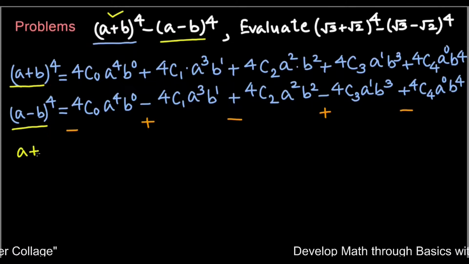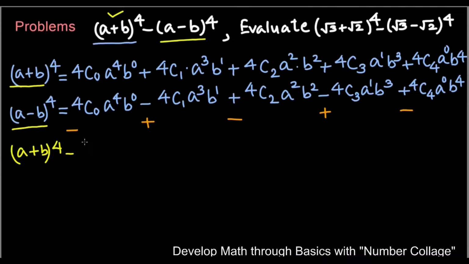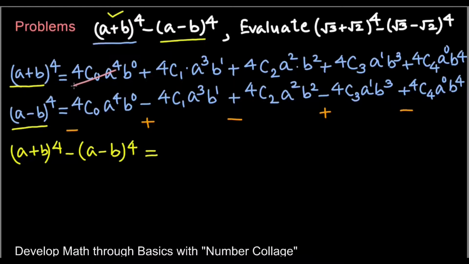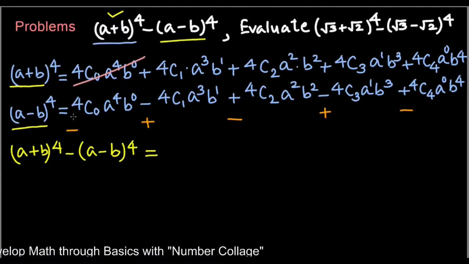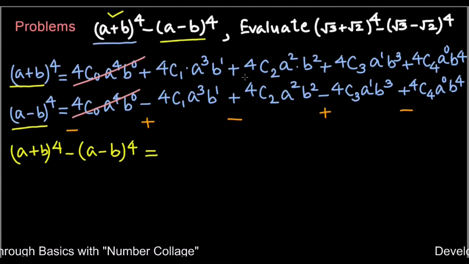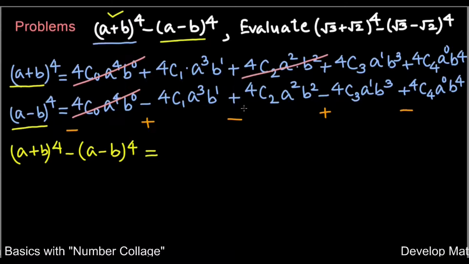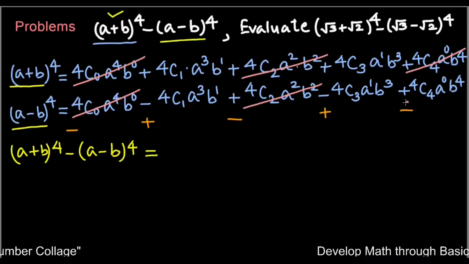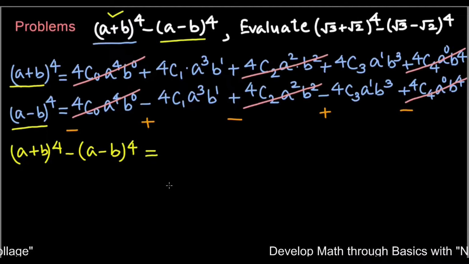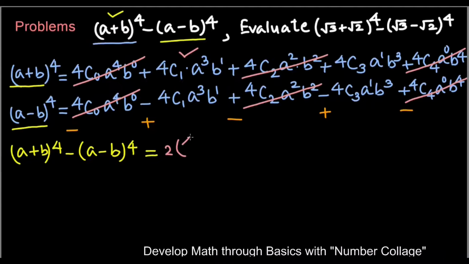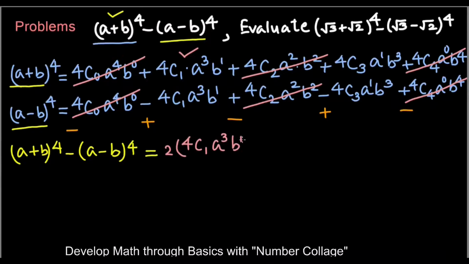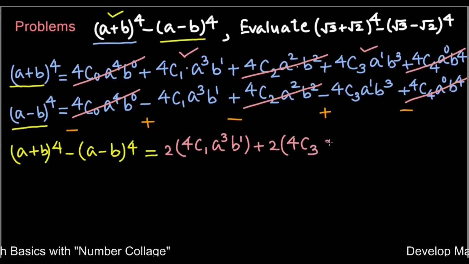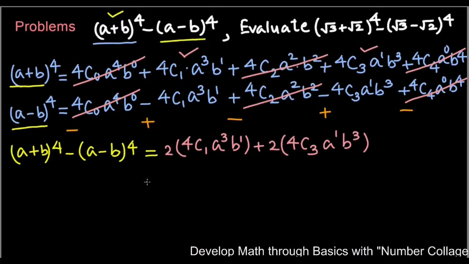So therefore, (a + b)^4 − (a − b)^4 will become, now here 4C0 a^4 b^0 cancels with this one, then 4C2 a^2 b^2 cancels with this, and 4C4 a^0 b^4 cancels with this. So what we are left with is 2 times this term, which is 4C1 a^3 b^1, plus 2 times this term, which is 4C3 a^1 b^3.